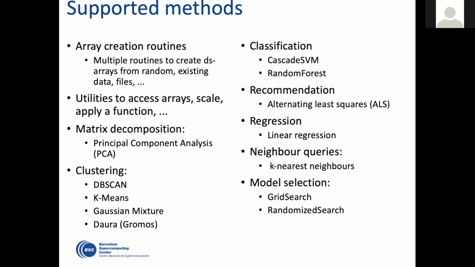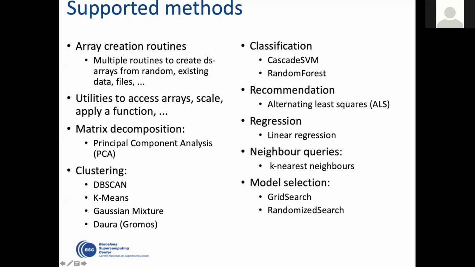Okay, so this is the same clustering that was defined by Daura, the researcher that proposed it, and it has been implemented on top of dislib. Okay. For classification, we have the Cascade support vector machine that I will describe in the next slides with a bit more detail. And we have also the random forest. For recommendation, we have the alternating least squares.